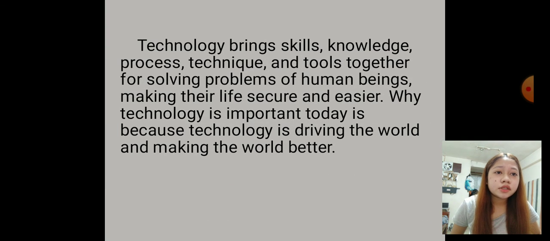Technology brings skills, knowledge, process, technique, and tools together for solving problems of human beings, making their lives secure and easier. Why technology is important today is because technology is driving the world and making the world better.